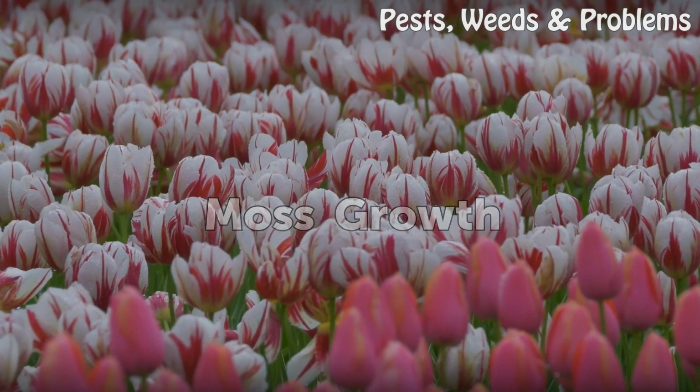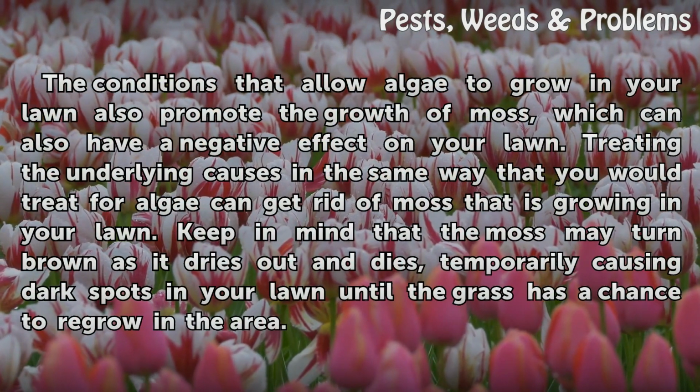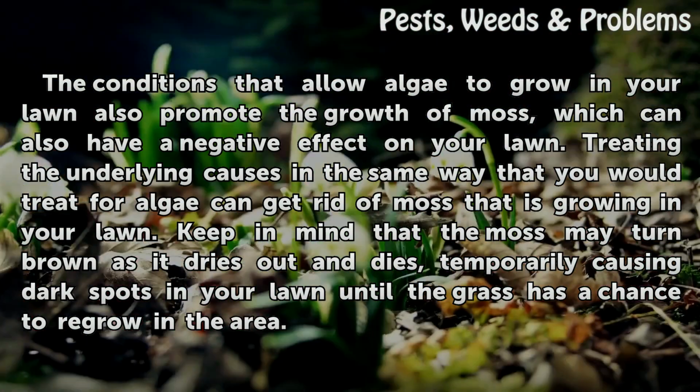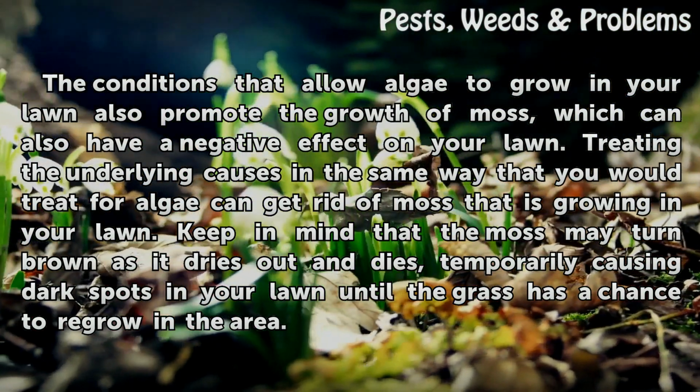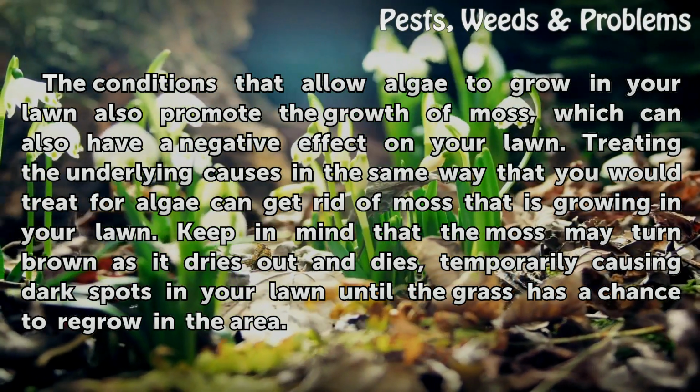Moss growth. The conditions that allow algae to grow in your lawn also promote the growth of moss, which can also have a negative effect on your lawn. Treating the underlying causes in the same way that you would treat for algae can get rid of moss that is growing in your lawn.